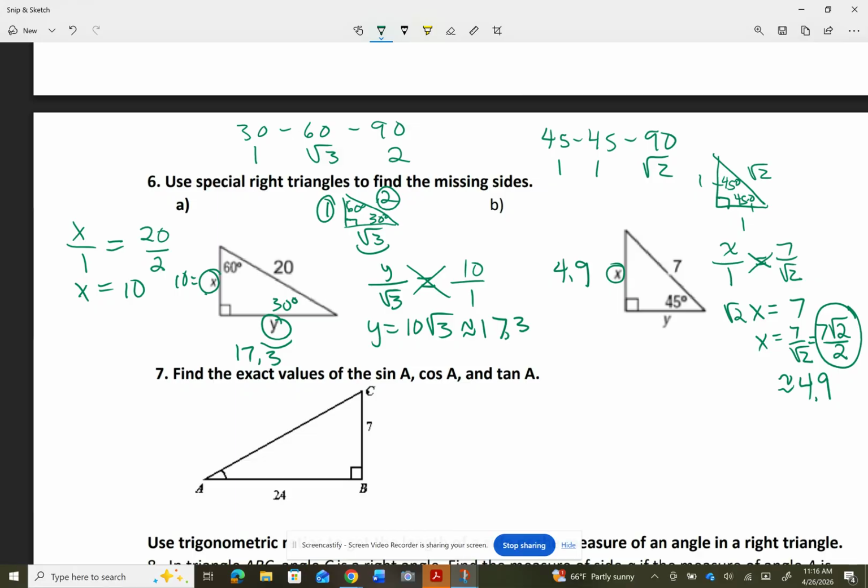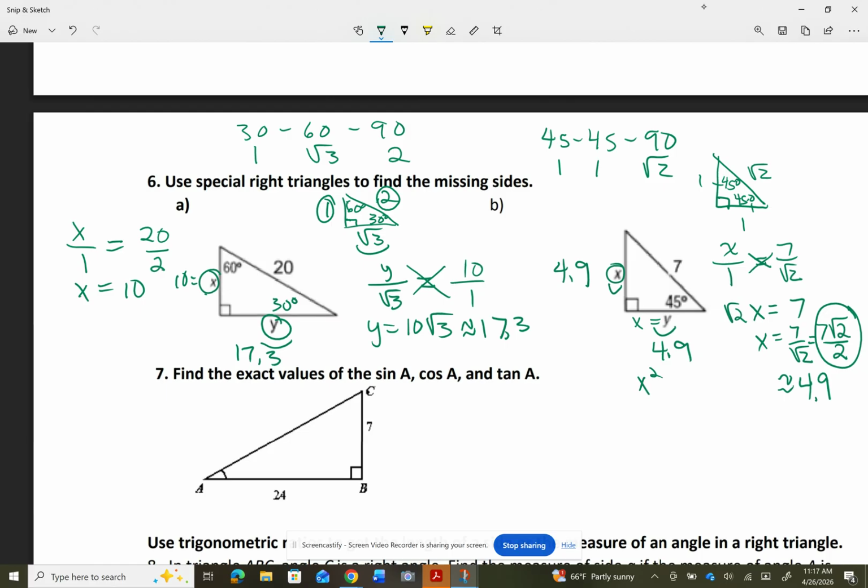Now we could do a similar thing for y, but don't we know that the two shorter sides have to be the same? So once we find one, we know the other one is 4.9 as well. Now you could also have set that one up. Since x and y are always the same, since these two sides in a 45, 45, 90 would have to be the same.